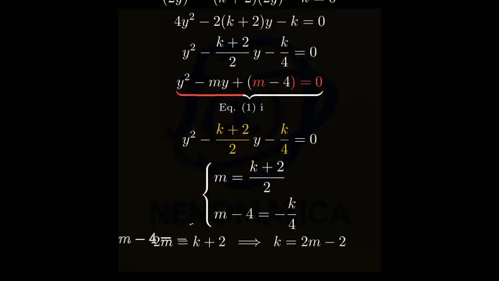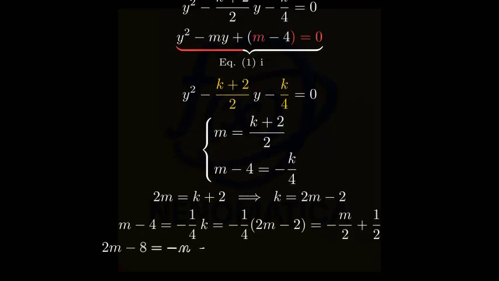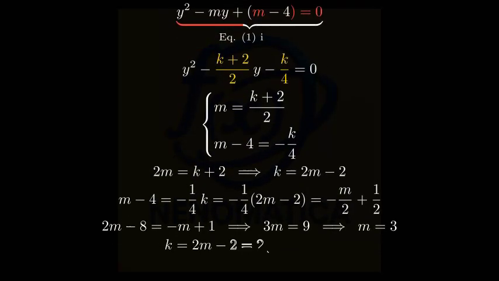Solve the system. From the first equation, 2m equals k plus 2. Substitute k equals 2m minus 2 into the second equation. m minus 4 equals -1/4 of k. This yields m equals 3 and k equals 4.